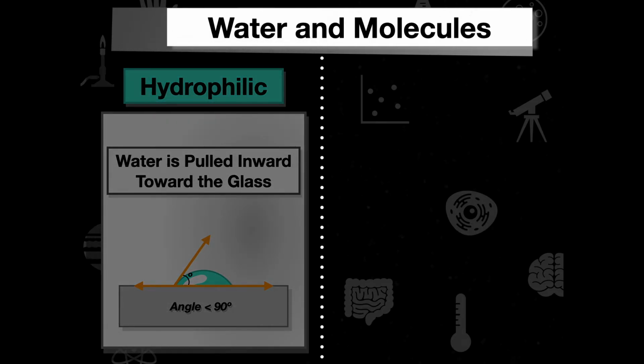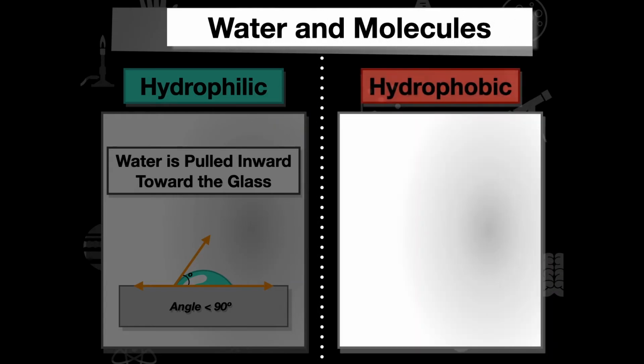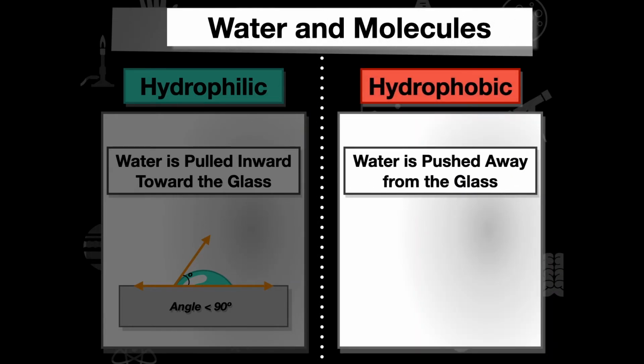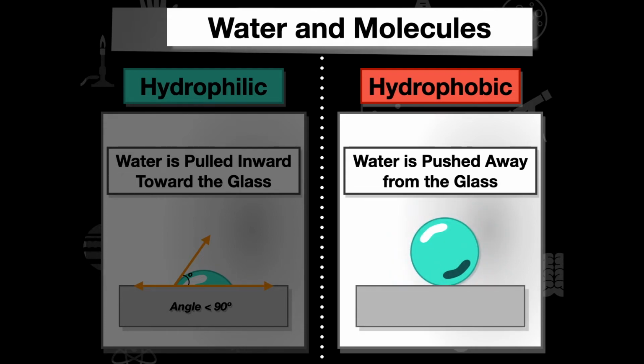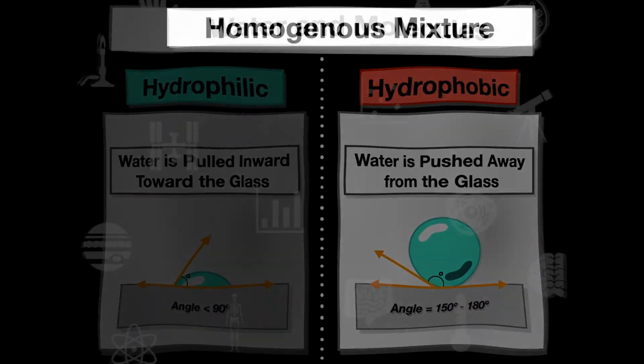Contrary to this, if we put the water on something that is non-polar, or on glass that's coated with a little bit of oil, we're going to see the water is pushed away. If we put a hydrophobic substance across that slide, the angle is going to change. It's going to be between 150 and 180 degrees, and we're going to have more bubble-like, more round water. So a hydrophobic substance repels water and pushes the water away from that surface.